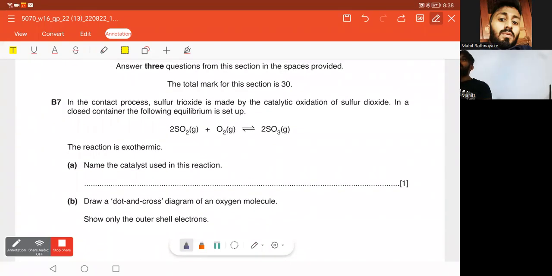Name the catalyst. Today also I gave you. What is this? It is the contact process. What's the catalyst? Vanadium(V) oxide.